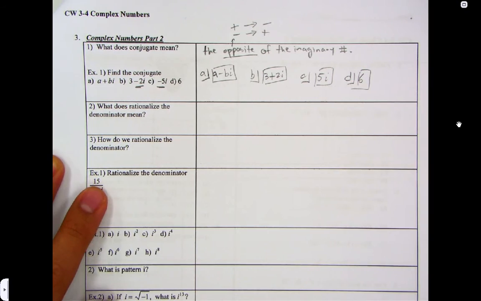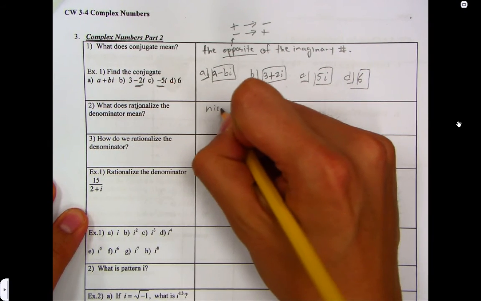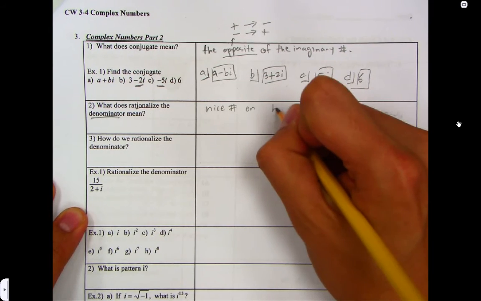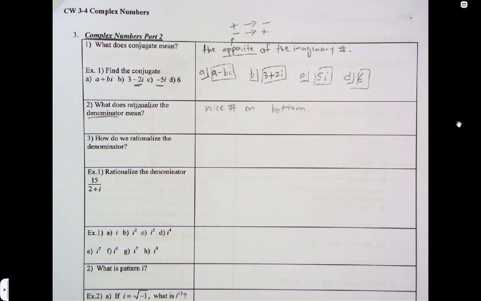What does rationalize the denominator mean? Rationalize means nice number. Denominator means on bottom. Now remember, a nice number is something you can write as a whole number on bottom. For example, square root of 2 is not nice, but the square root of 4 is nice because square root of 4 is 2. And 2 you can write as a fraction, like 4 over 2 or 6 over 3.